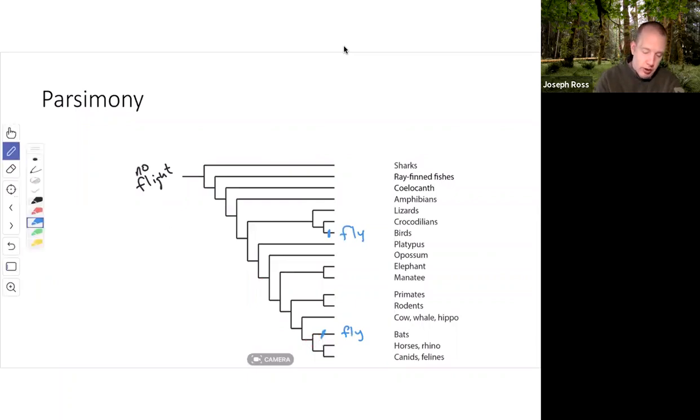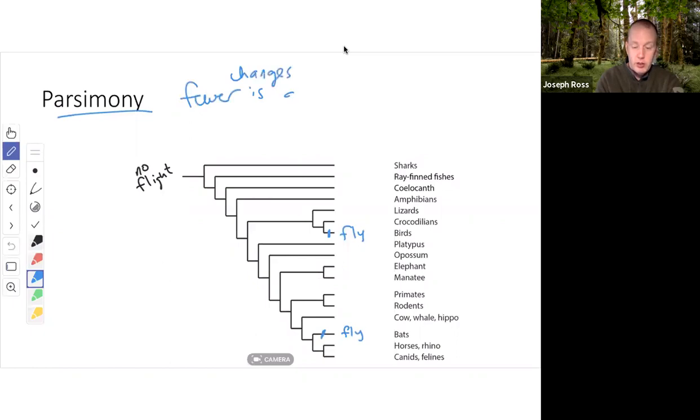So that's the principle of parsimony. Fewer changes are more likely. Because of course, evolution depends on random mutations, and random mutations happen all the time, but it's rare to have a set of mutations or even a single mutation that enables a new trait. So it's more likely that this trait would evolve independently, rarely, rather than commonly.